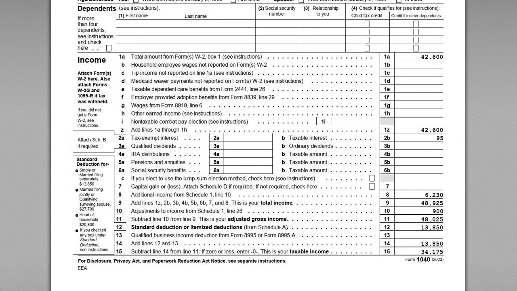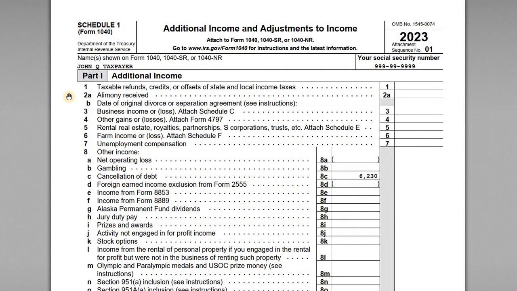And so the cancellation of debt income is reported on Schedule 1. So Schedule 1, we have additional income and adjustments to income. And in Part 1, line 8C, we have the COD income. And so we can see there we're reporting the full amount of cancellation of debt income for $6,230.